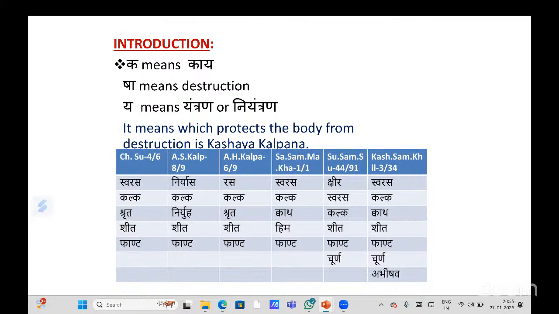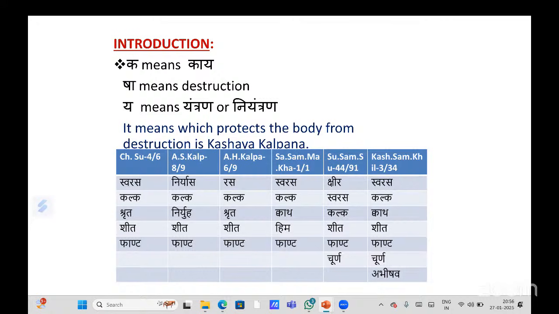We have different authors with different Panchavida Kashaya Kalpanas. Like Charaka, we get Swarasa, Kalka, Shruta, Sita, Phanta. In a similar way, Ashtanga Sangraha, Ashtanga Hridaya, Sharangadhara. Sushruta will have different nomenclature in relation with these Kashaya Kalpanas. He says Kshira, Swarasa, Kalka, Shita, Phanta, Churna. In a similar way, Kashyapa has different nomenclatures like Swarasa, Kalka, Kwata, Shita, Phanta, Churna, Abhishavahan.